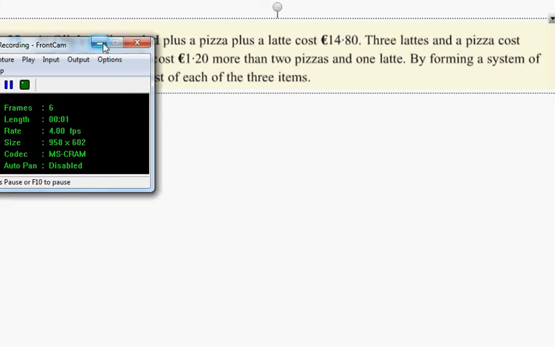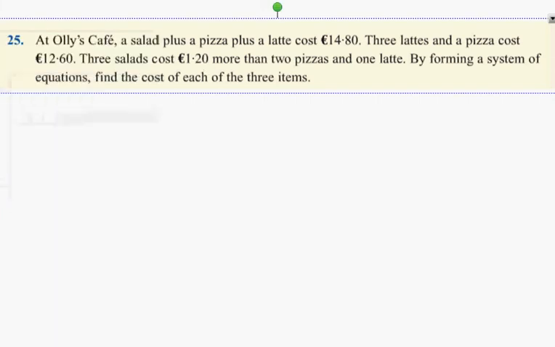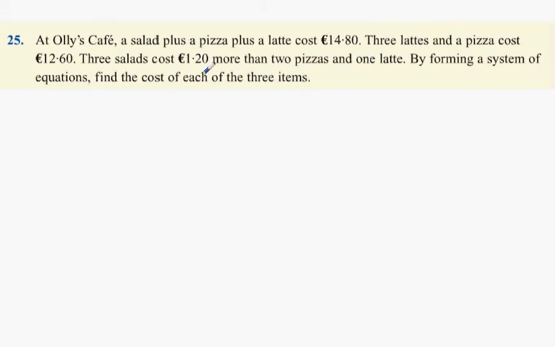At Ollie's Cafe, a salad plus a pizza plus a latte costs €14.80. 3 lattes and a pizza cost €12.60. And 3 salads cost €1.20 more than 2 pizzas and 1 latte. By performing a system of equations, find the cost of each of the 3 items.